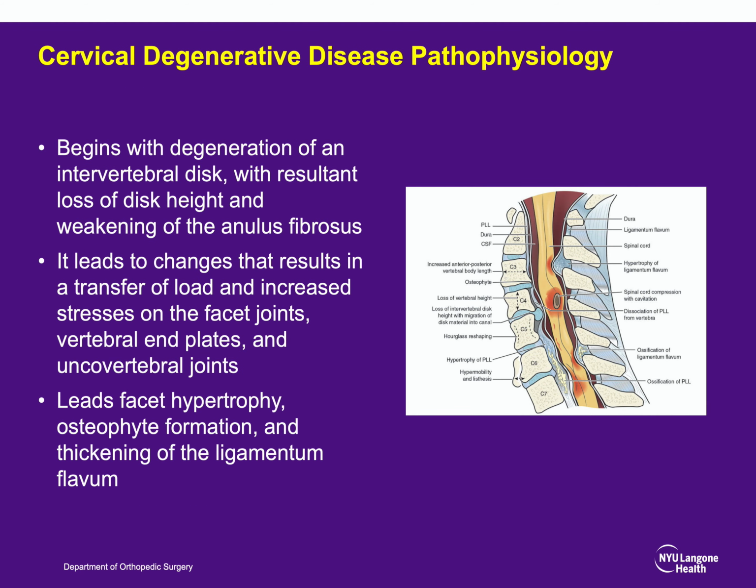It begins with the degeneration of the intervertebral disc, which then will subsequently result in loss of disc height, weakening of the annulus fibrosus. That leads to somewhat of a redundancy on the annulus. That leads to a transfer of the load and increased stress on the facet joints. That will further lead to what I consider microscopic instability, leading to hypertrophy and formation of osteophytes and thickening of the ligamentum flavum.